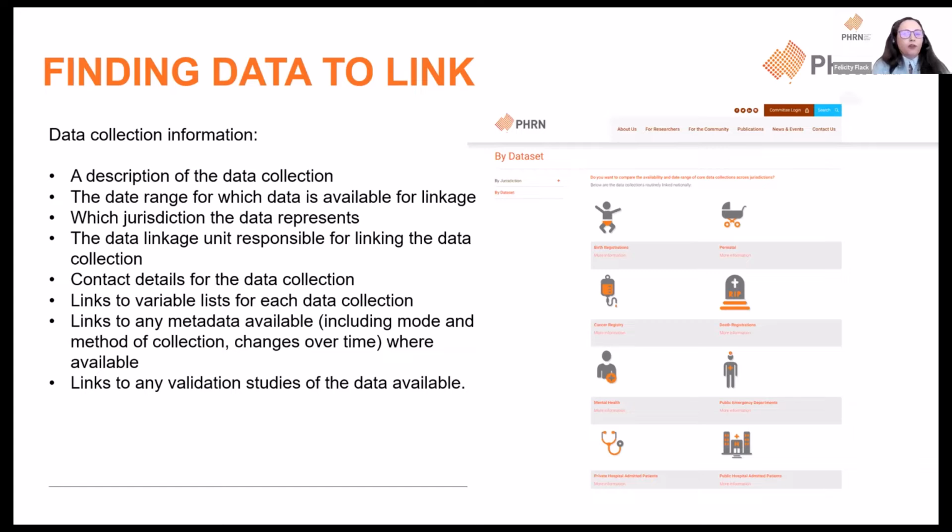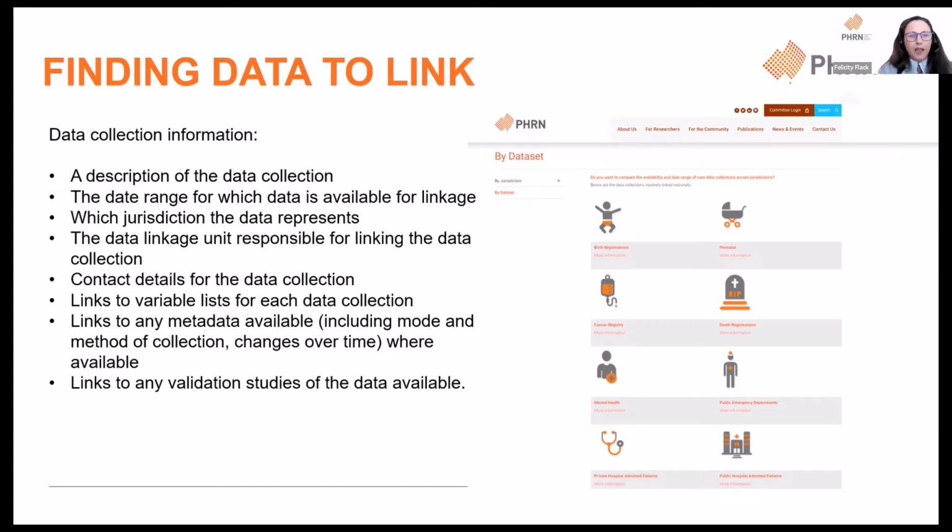But in order for you to find out what data you could link to or would like access to or link together, a good place to start is on our website. So you can go to the PHRN website, and we have a list of the routinely linked data collections by each jurisdiction, and you can go in there and search. You can find descriptions of the data collections and the date ranges that they're available and who has them and those sorts of things.